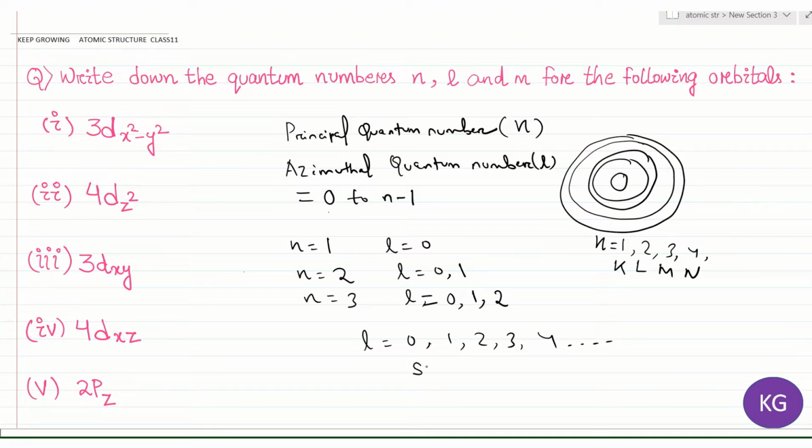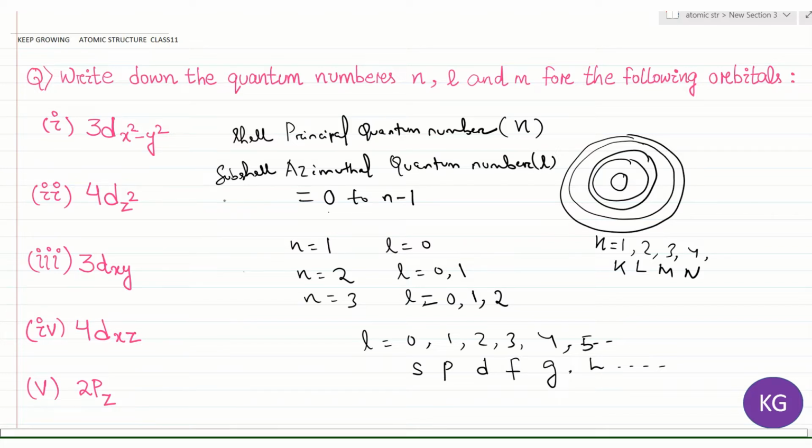For 0 this is s. For 1, p. For 2 it's d. For 3 it is f. And then in alphabetical order g, and for 5 this is h, like this. So these are the azimuthal quantum numbers. From the azimuthal quantum number we know the subshell. So the principal quantum number represents the shell, and the azimuthal quantum number represents the subshell.